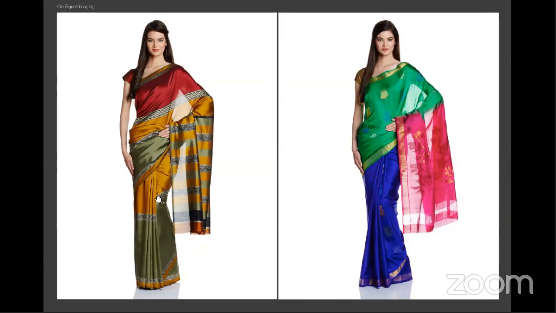How perfect the drapes are, how the fall of the sari is, how the pallu is falling down. Is there enough detail in the pallu and so on? So based on some of these essential criteria, the art director takes a call as to what the final image will be displayed live on site.